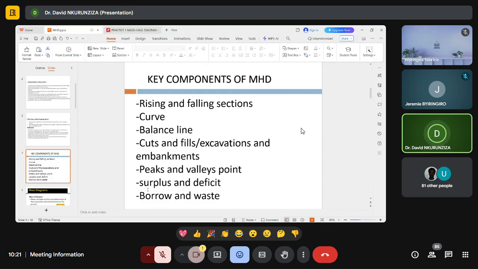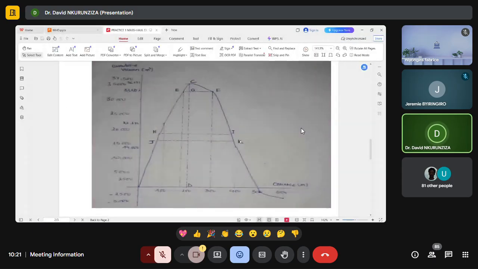Of course, normally that is needed to execute a fill. This is an example that you can have here. You can see at the end of the project, at 600 meters, you still have a negative value, which is 2,500. So this is a borrow. We need to bring materials equal to this amount of volume to bring the project up to this level.